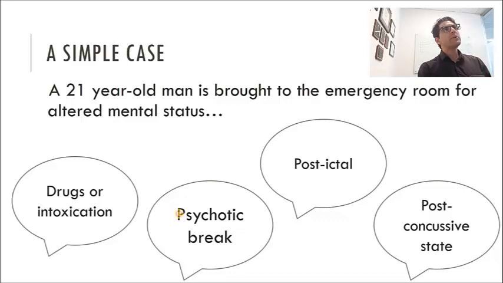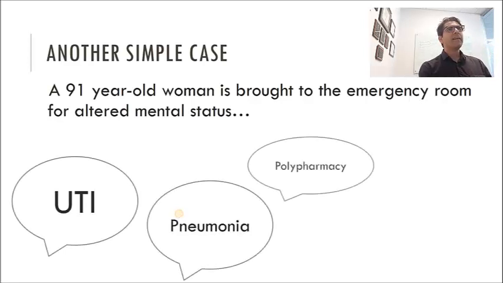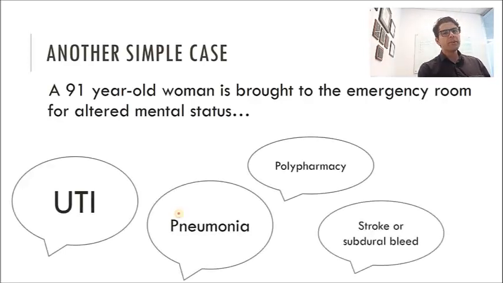And now let's see if I tweak that just a little bit and say, hey, this is a 91-year-old woman who's brought to the emergency room with altered mental status. I start to think about very different diagnoses, right? UTI, pneumonia, polypharmacy, stroke, or subdural bleed, or maybe this is just dementia that nobody recognized up to this point.